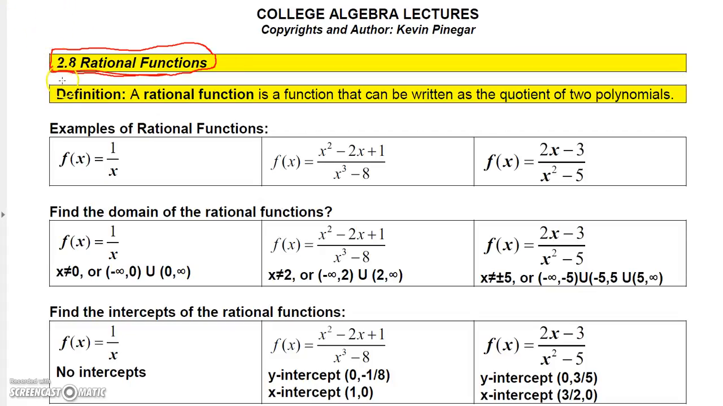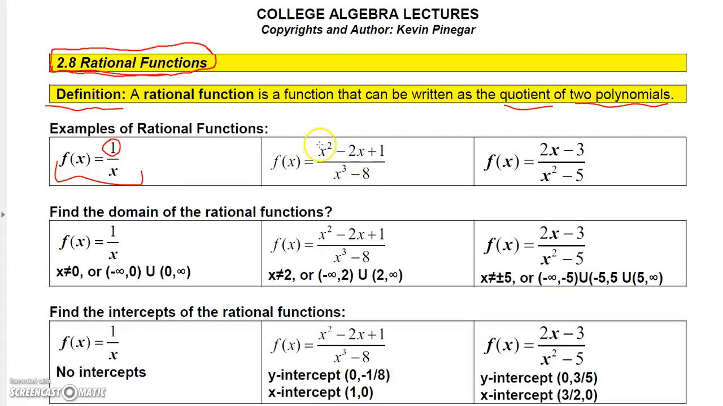So the first thing, let's talk about a definition of rational functions. Now this is a simple definition. Basically, a rational function is a function that can be written as the quotient of two polynomials. And so here you have some examples. 1 over x is one of the simplest forms of rational functions. Technically, a constant is a polynomial with degree 0. And of course, x is a polynomial with degree 1.